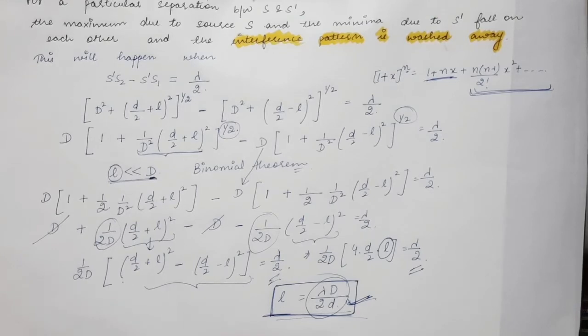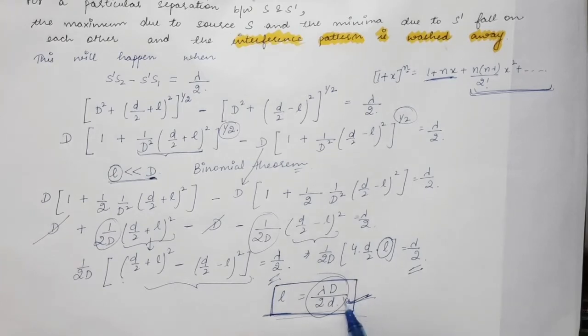But for a good phase correlation, we are going to find out the distance between the two sources such that there is a good phase correlation between them, and good phase correlation is maintained only when the interference pattern made by the source is of good visibility. Only then the two sources are said to have a good phase correlation.